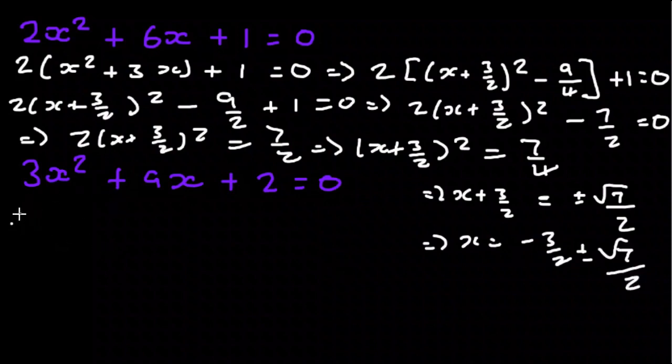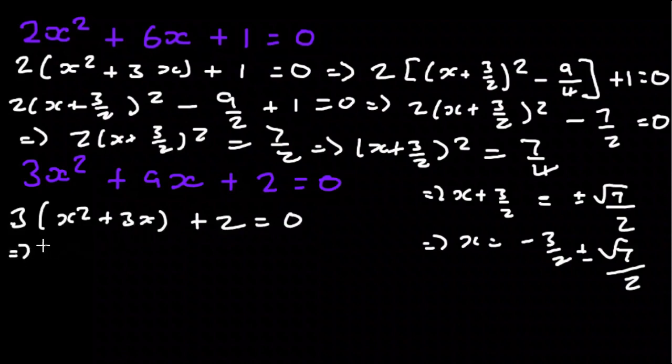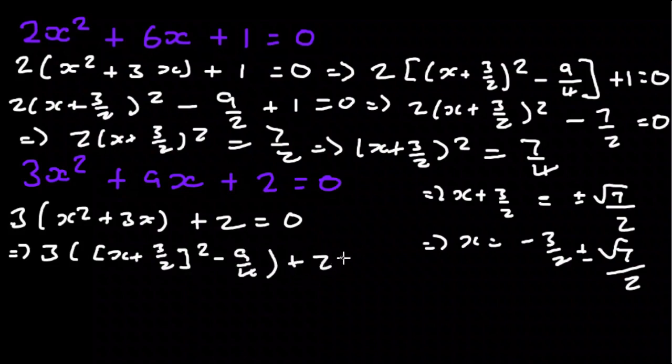Doing this one, we do a very similar technique, well, an identical technique. So let's just run through this one a little bit quicker. And then we're completing the square in here, so we get (x plus 3 over 2) squared minus 9 over 4 plus 2 is equal to 0.